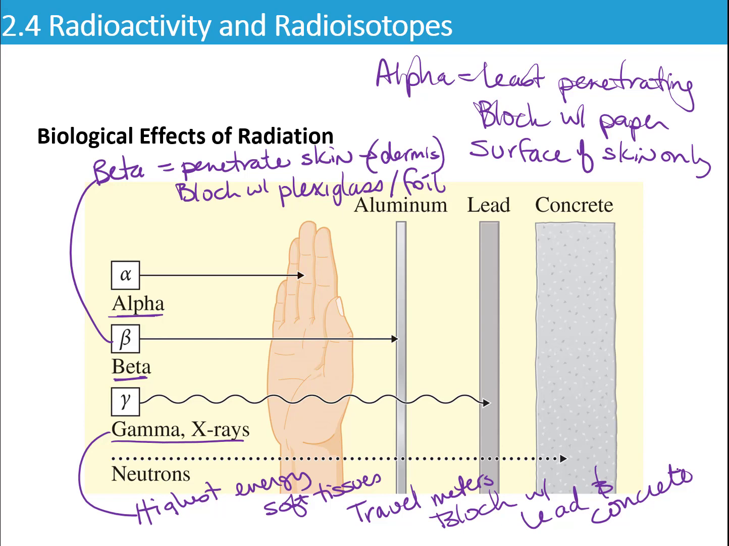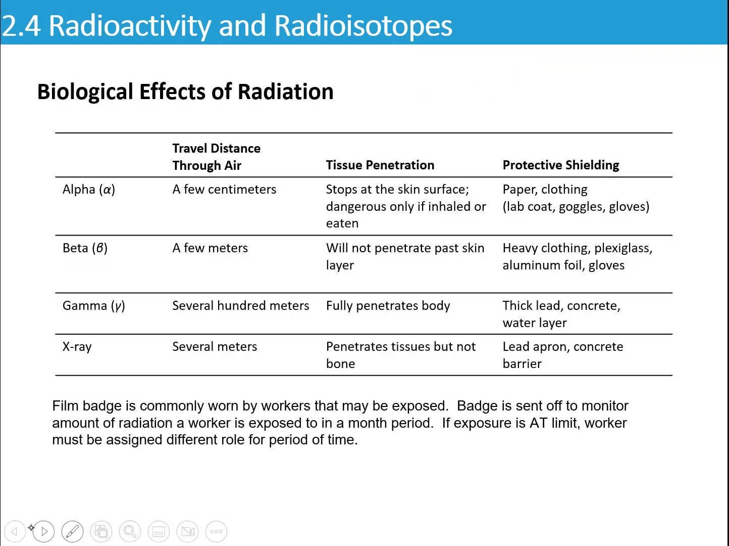So it really does depend on what type of decay the radioactive substance is undergoing. That really determines how you have to protect yourself. Here it shows a few centimeters, a couple of meters, but gamma, look, it can go quite a distance. X-rays go a couple of meters, penetrating, and it shows some of that shielding that you can use.